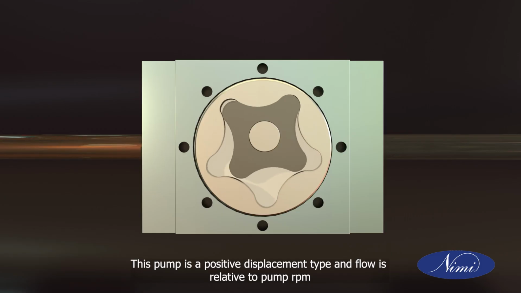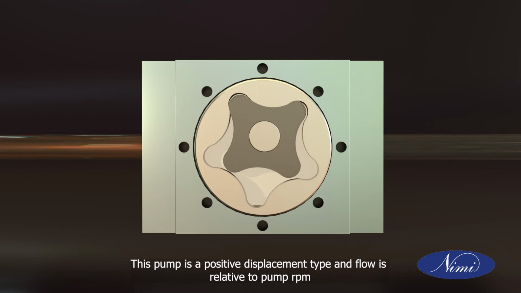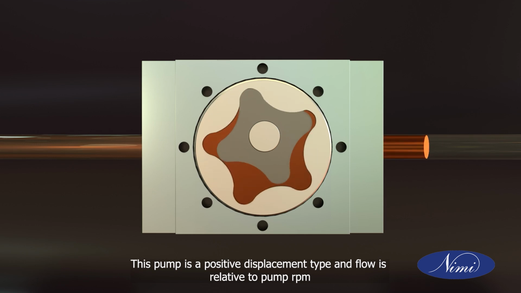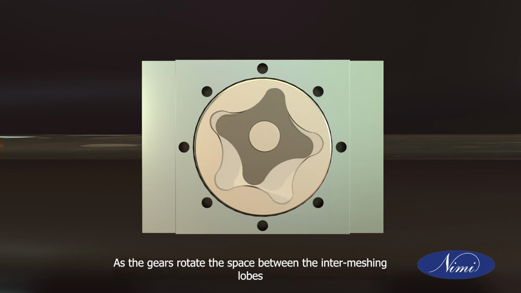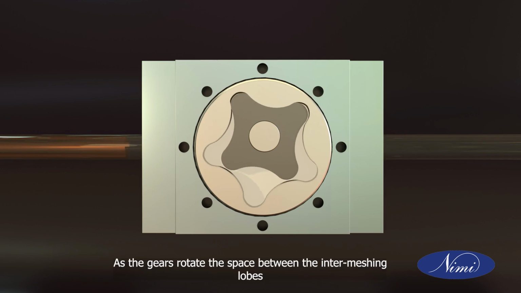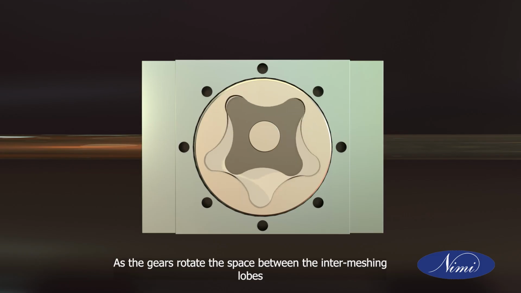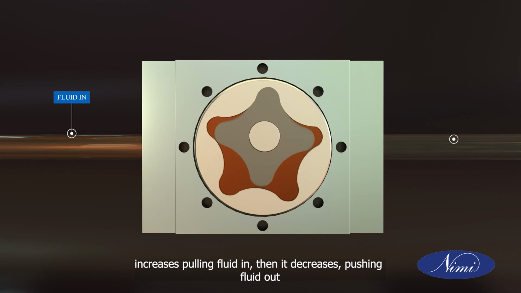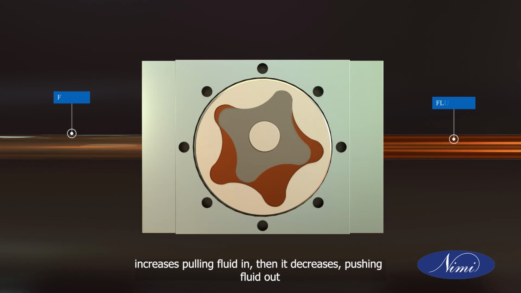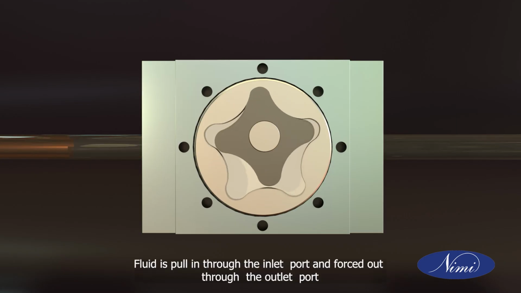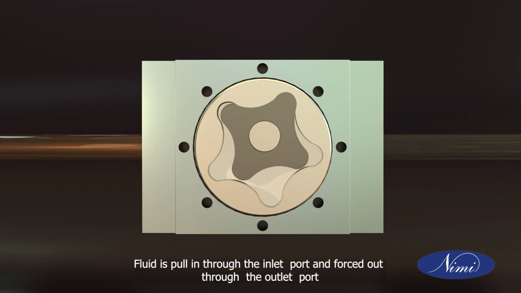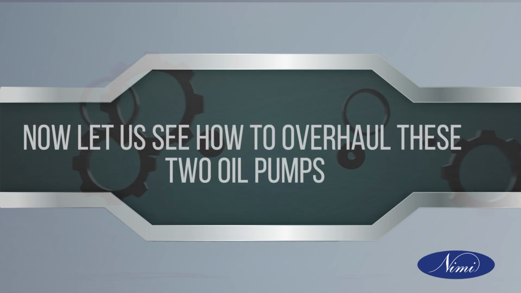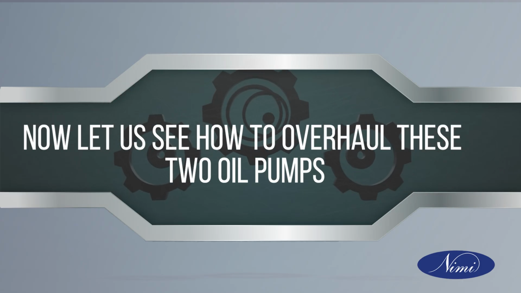This pump is a positive displacement type and flow is relative to pump RPM. As the gears rotate, the space between the intermeshing lobes increases, pulling fluid in, then it decreases, pushing fluid out. Fluid is pulled in through the inlet port and forced out through the outlet port. Now, let us see how to overhaul these two oil pumps.